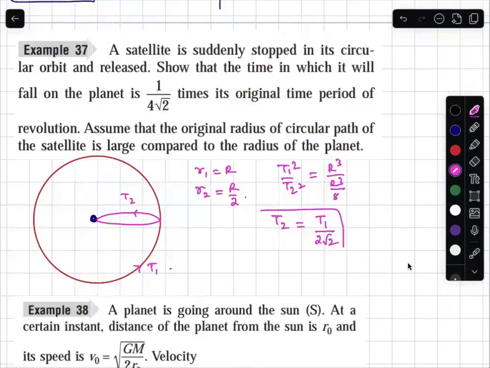But that is not your answer. Why? T2 is for the full revolution. But you are striking straight away to the earth, no? There is no return path. It is a one-way path. So therefore, the time required for you is T2 by 2. And this will become T1 by 4 root 2. That's your answer. It's a standard question.